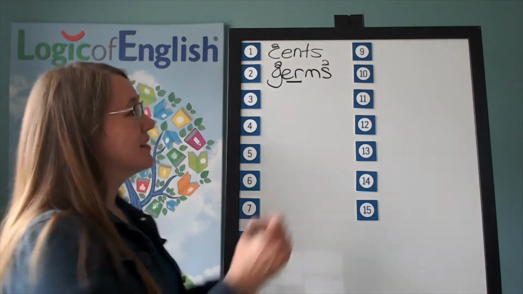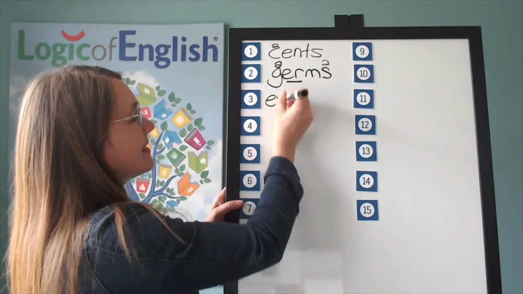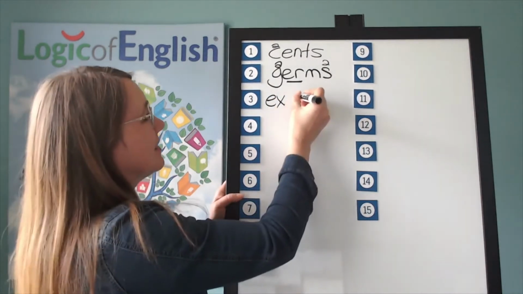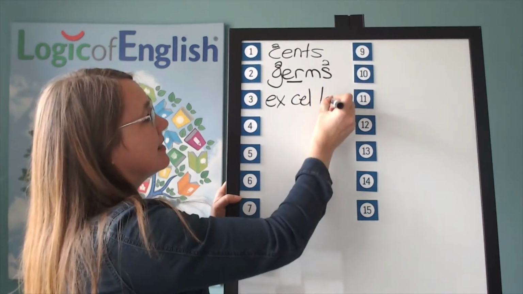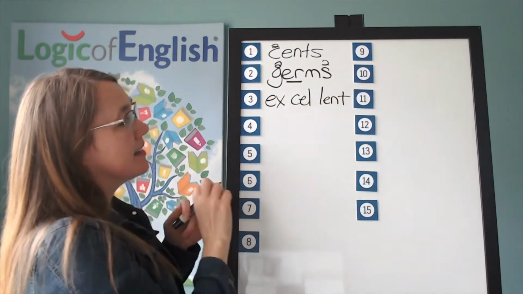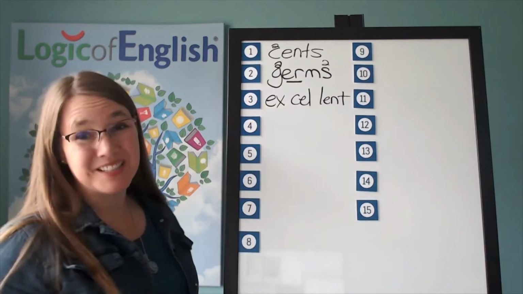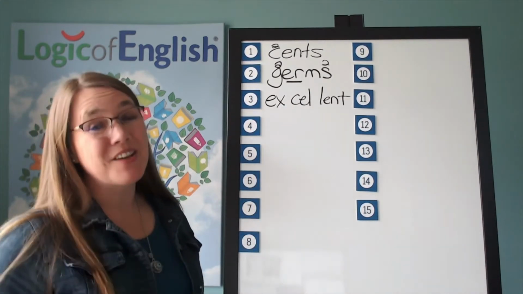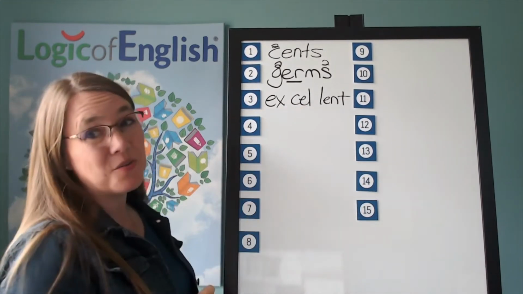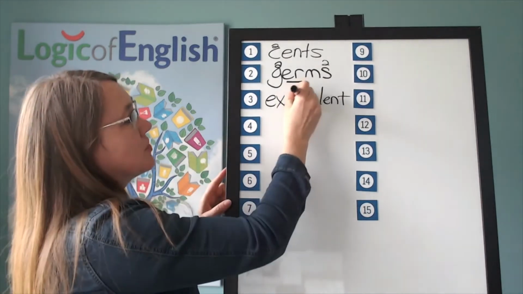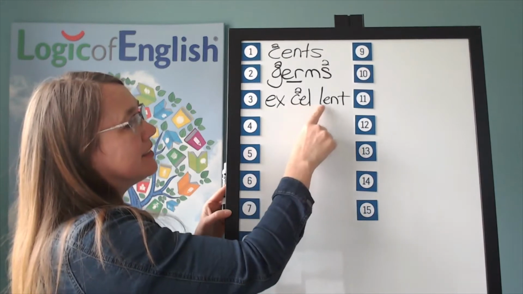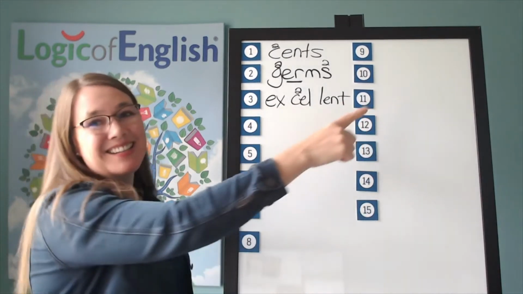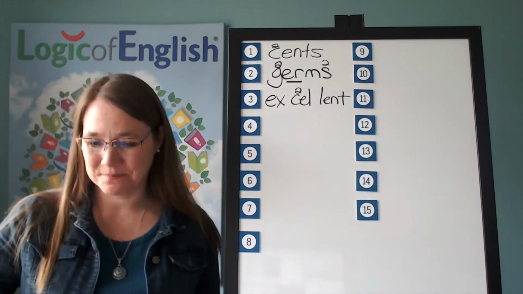And help me to write it. The first syllable is X, X. The second syllable is cell, S, L. The third syllable is lent, L-E-N-T. And why did the C soften to S? C always softens to S before an E, I, or Y. Let's read it. We'll put a 2 over it, and then let's read it. Excellent. That was excellent.